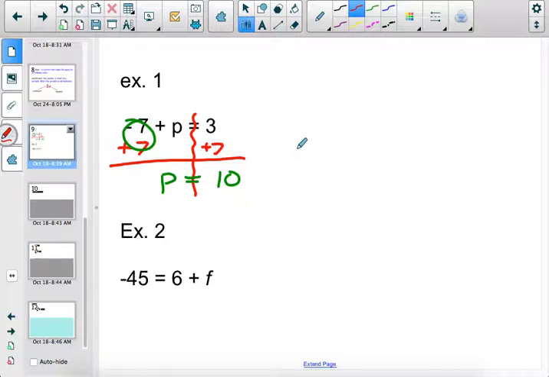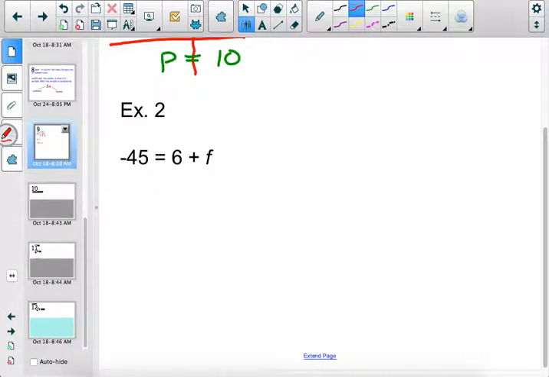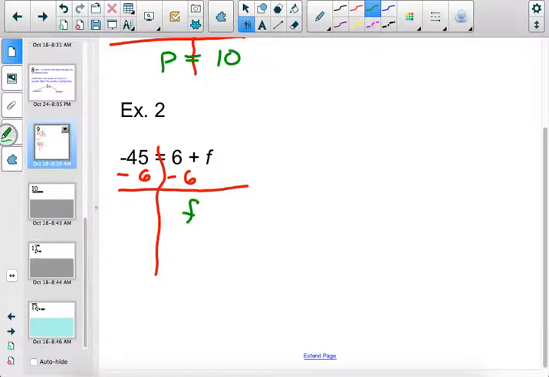Alright, two things I want to point out. One, I like that I saw from most of you that you're doing minus 6 on both sides. Now, some of you feel a little weird putting an f on the right side, but can you do it? Yes. If p equals 10, can't you say that 10 equals p? It means the same thing.